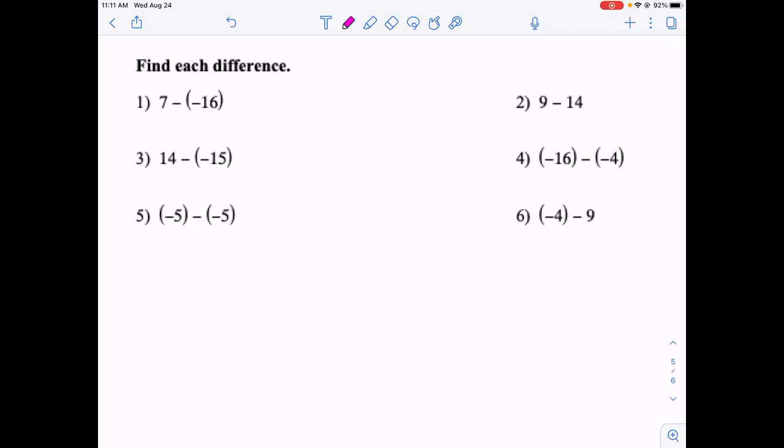Which one was that? Okay, so you changed it to 9 plus negative. Okay, so now what are you going to do with it? They have different signs, so that's correct. Okay, so what's 14 minus 9? 5.